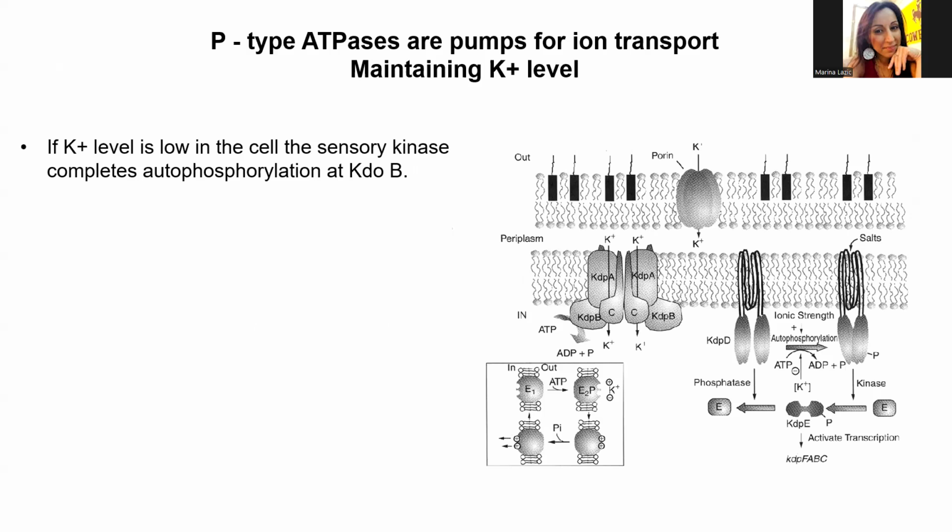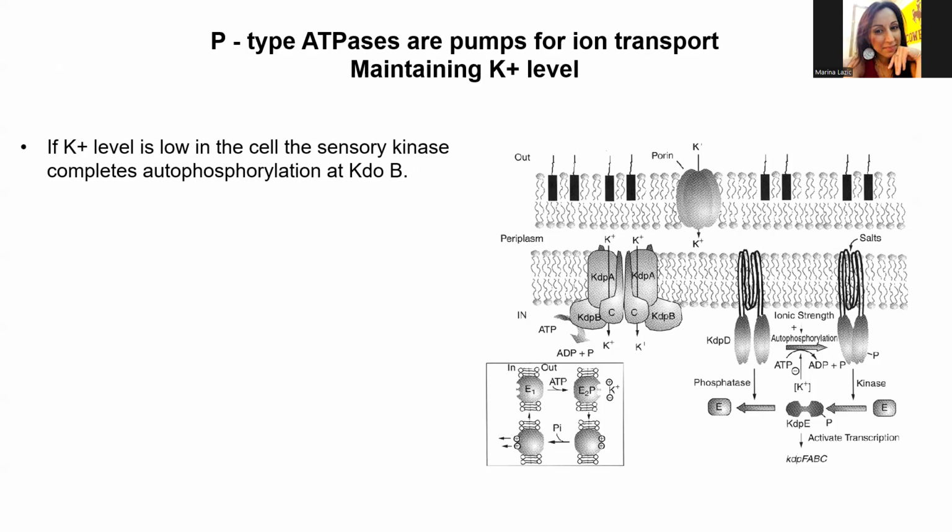This should be KDP. Sorry, my mistake. It should be KDPB. You see, I also made a mistake. So sensory kinase is doing phosphorylation at KDPB. So that's how it's feeling. So sensory kinase is actually KDPB. And this is how it looks. KDPB, an integral membrane receptor.